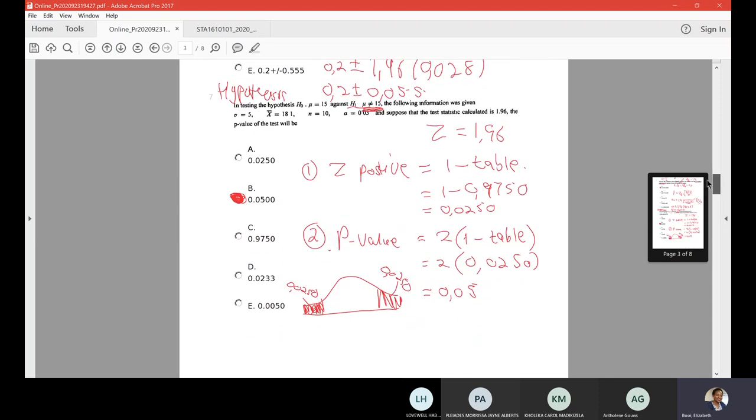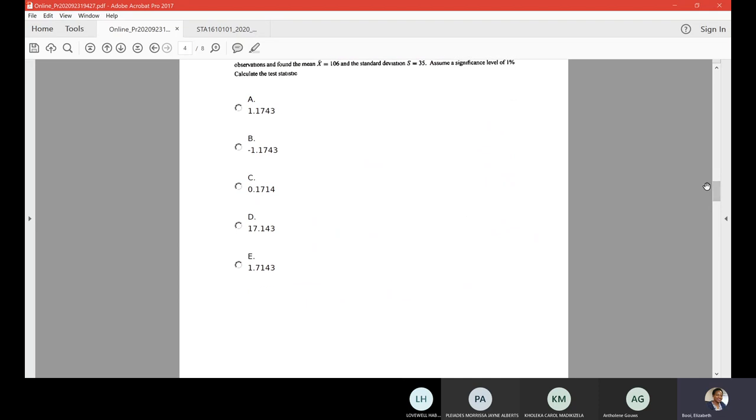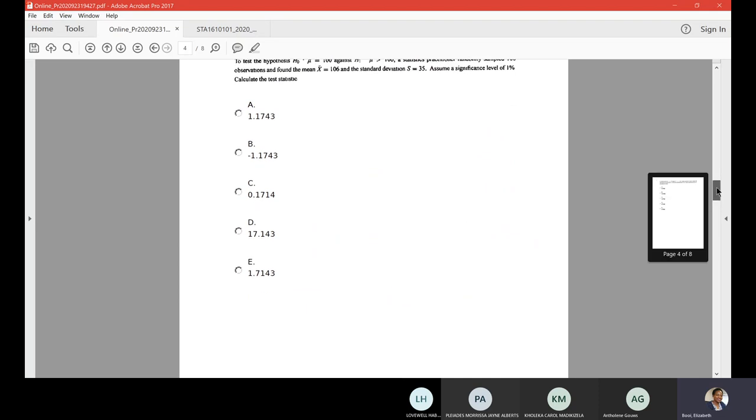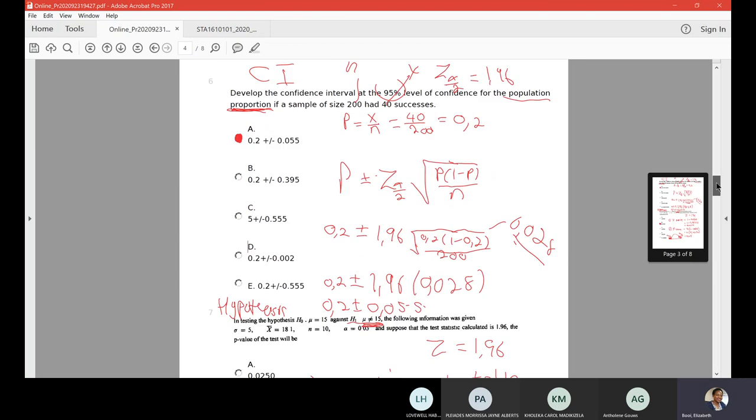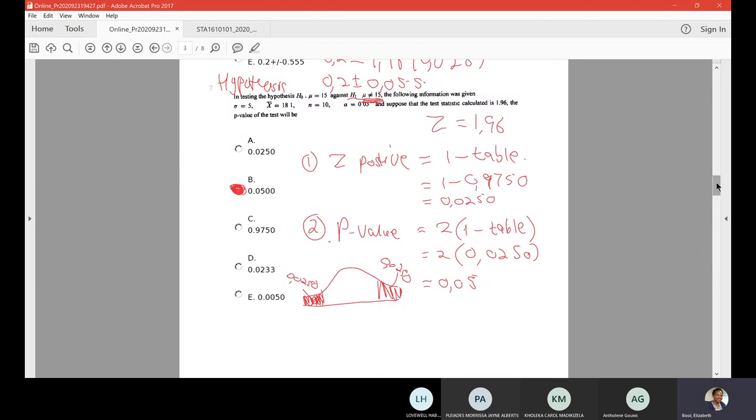And since this is hypothesis, we'll start with hypothesis again. The next question is on hypothesis, and we can end here today. Then tomorrow we'll start with another question on hypothesis, and then we move into the chi-square test, and then we do the regression. Any question? Any comment?